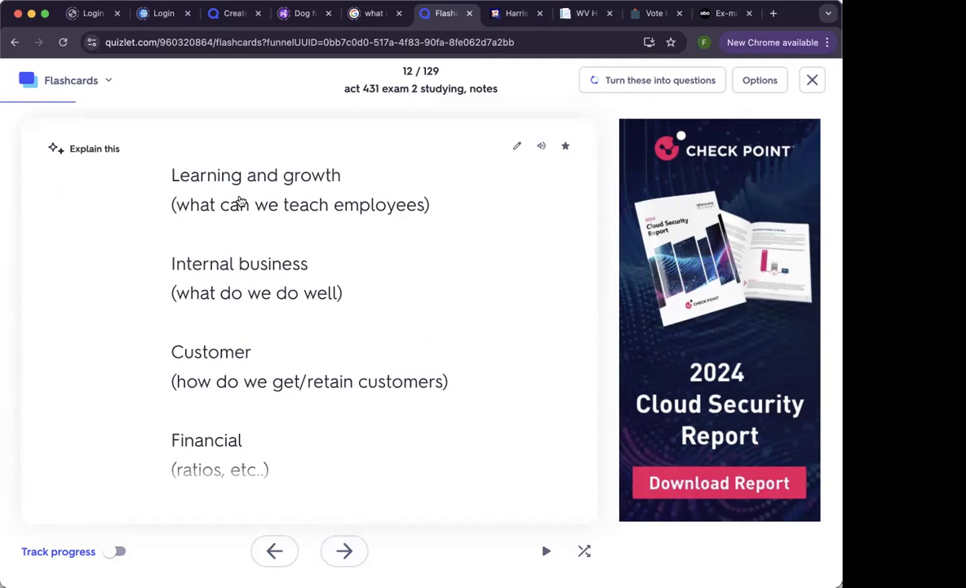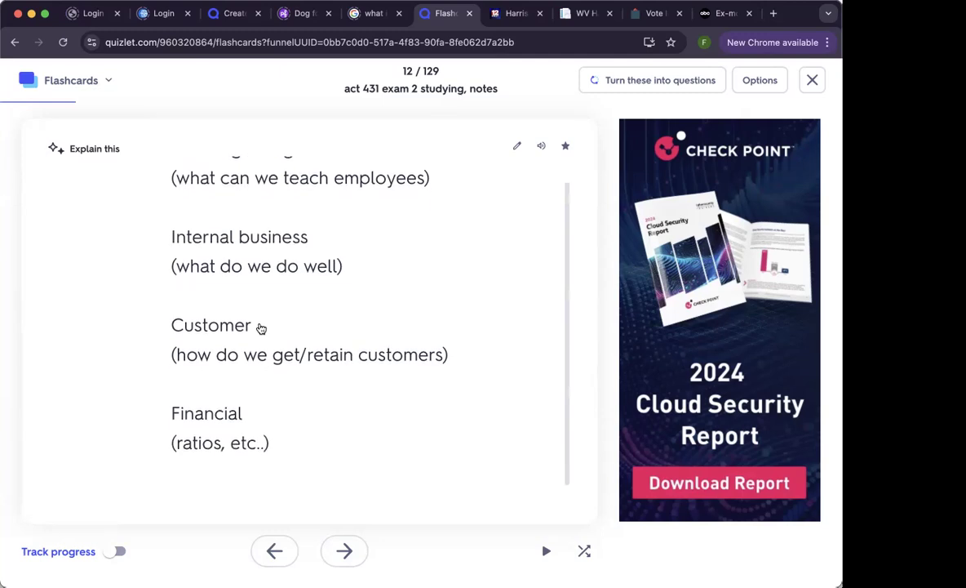Learning and growth. So that's the bottom of the perspectives. That's what can we teach employees? Internal business, we ask ourselves, what do we actually do well? What can we improve on? Customer, how do we get and retain customers? And financial, that's like all of the financial ratios, like ROI and stuff.